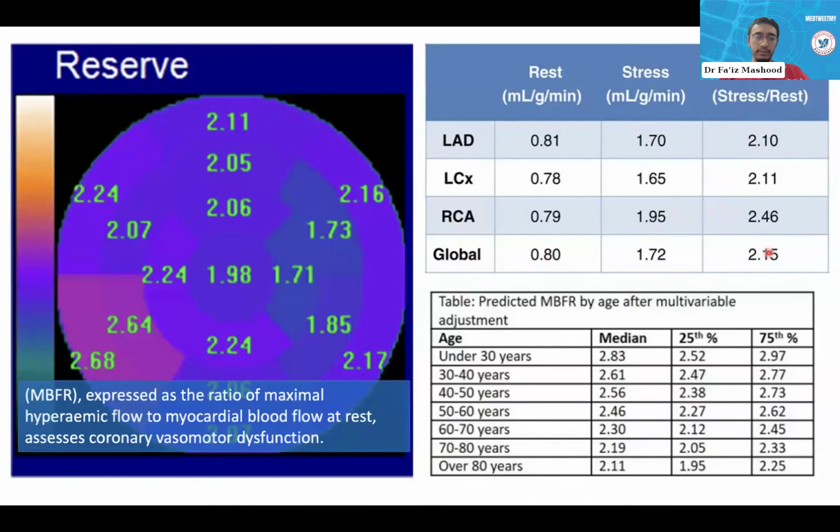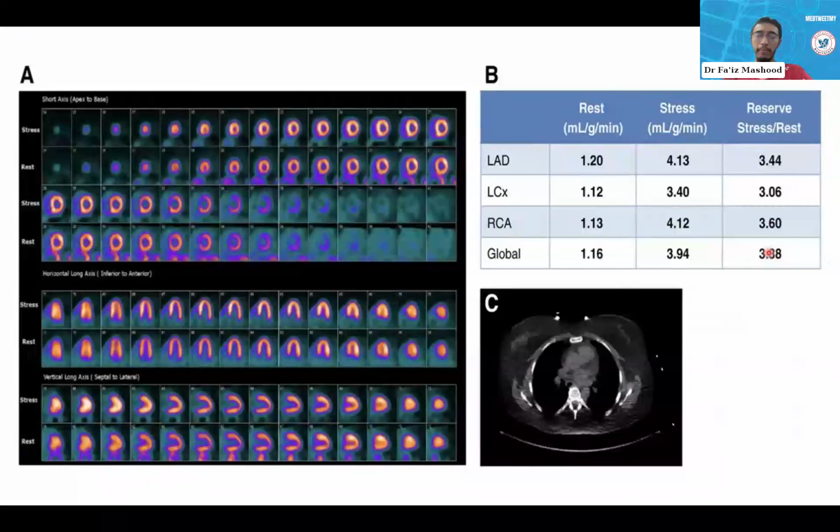So MBFR expresses the ratio of hyperemic flow to myocardial blood flow at rest and at stress, to assess vasomotor dysfunction. This is an example of a PET image. You can see on the left side, it's a qualitative assessment.